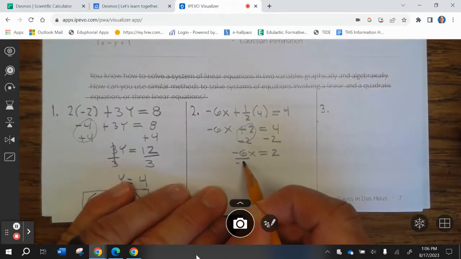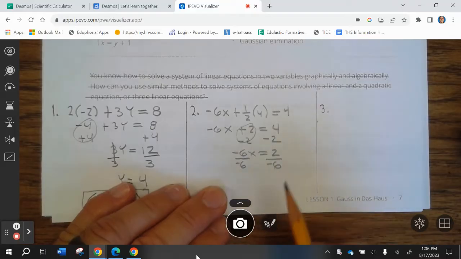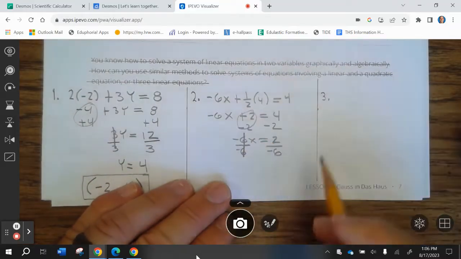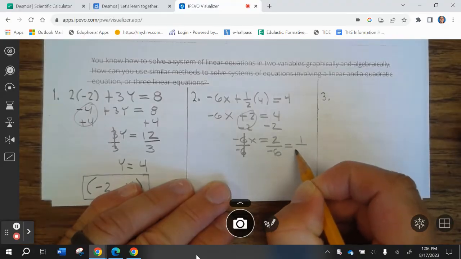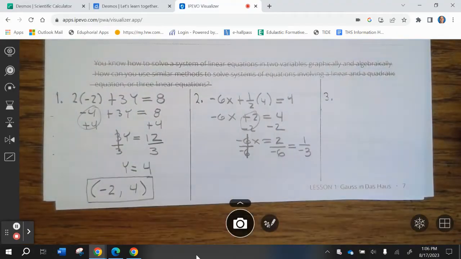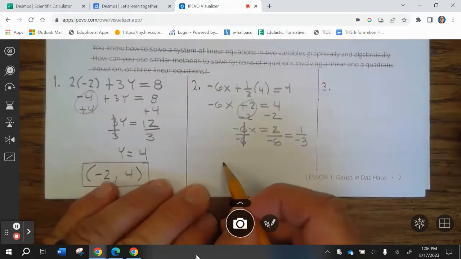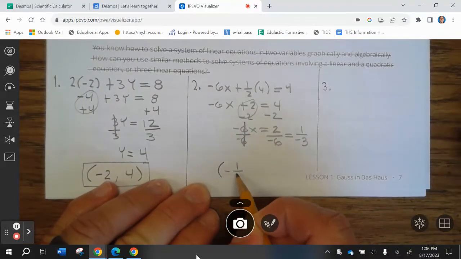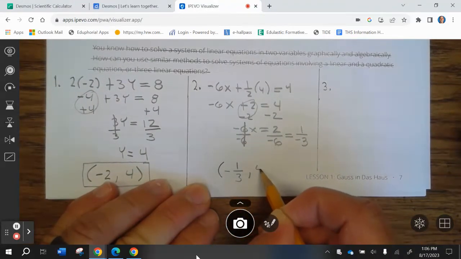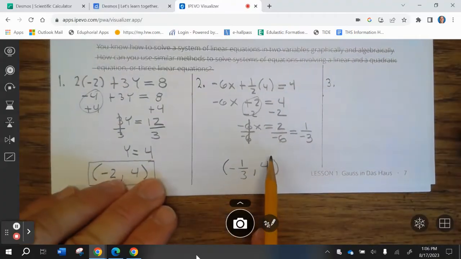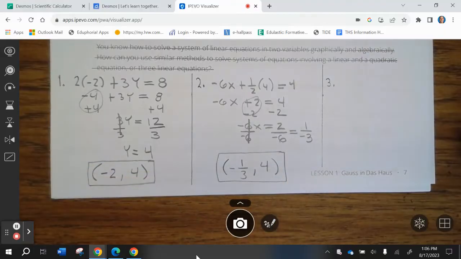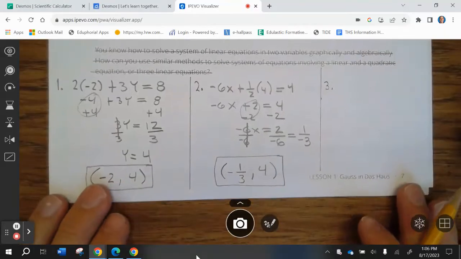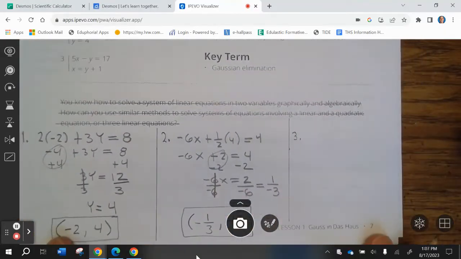Divide both sides by -6. This becomes 1. 2 divided by -6 reduces to 1 divided by -3. So your solution is -1/3, 4. All right, go ahead and finish up number 2. All right, let's take a look at number 3.